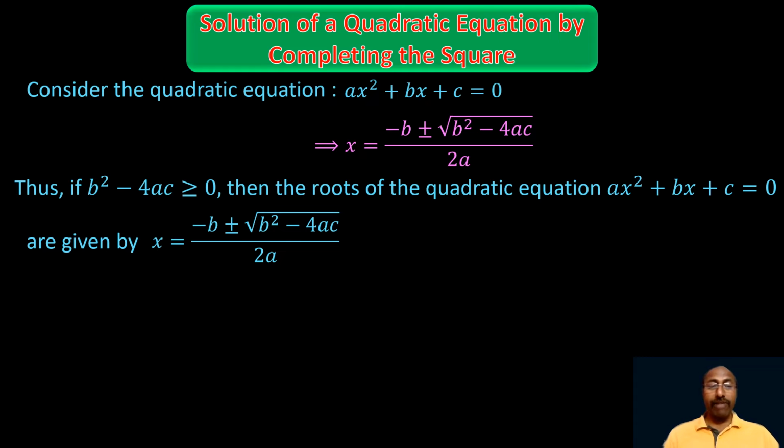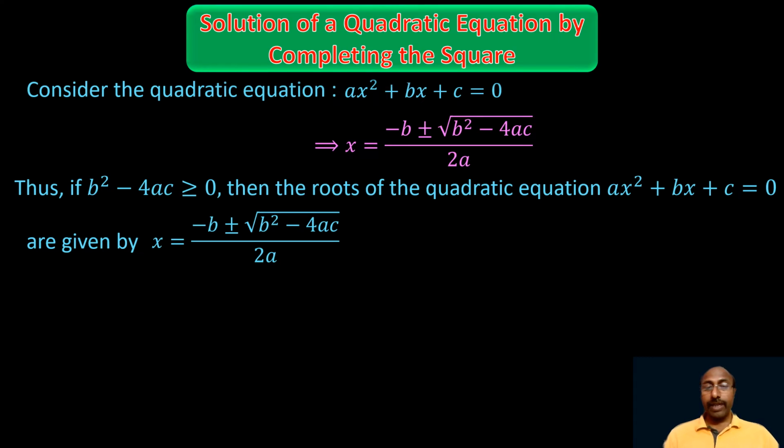And what will happen if b square minus 4ac is less than 0? That is, b square minus 4ac is a negative number. Then in this equation x equal to minus b plus or minus under root b square minus 4ac by 2a, the number under the root becomes negative. And we know that there is no real number for the square root of negative numbers.